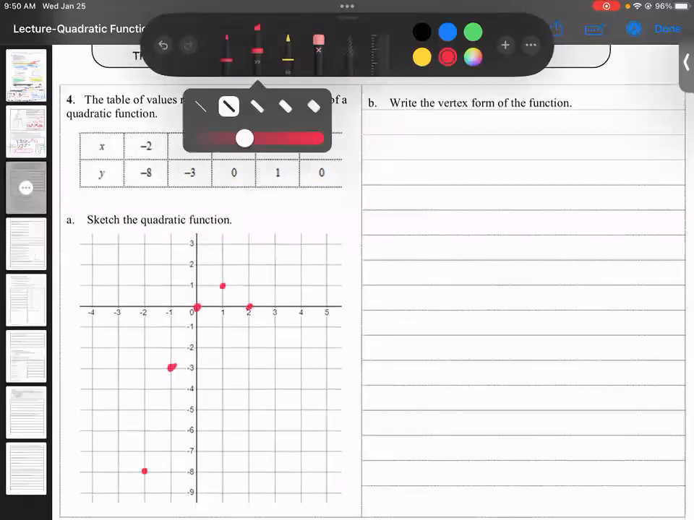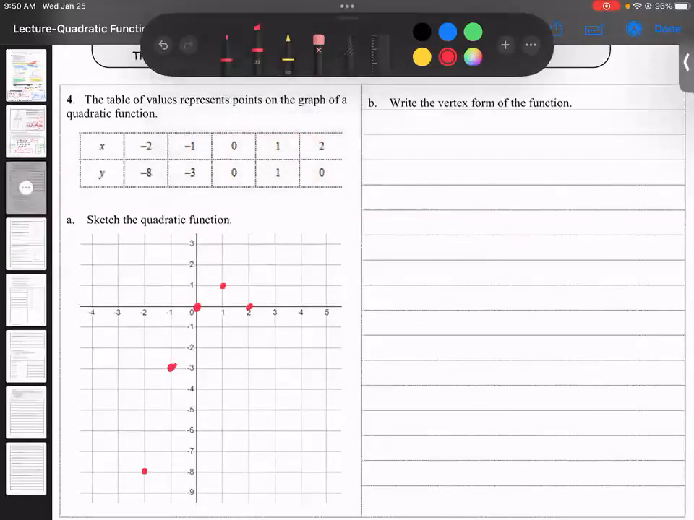Don't draw it like a sharp T, like an absolute value function. Try to make it a little bit curved right there. Oops, sorry. Stop it right there first.